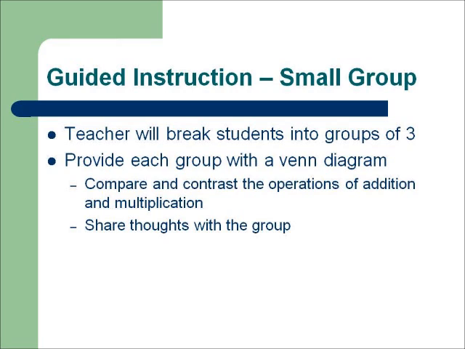For example, under addition, students may write, "You can add any 2 numbers together," and under multiplication, they may write repeated addition, or must have equal groups. In the overlapping part of the diagram, students may write both operations share the commutative property. After 10 minutes, the class would share their thoughts. This demonstrates a way to incorporate identifying similarities and differences, and also cooperative learning.